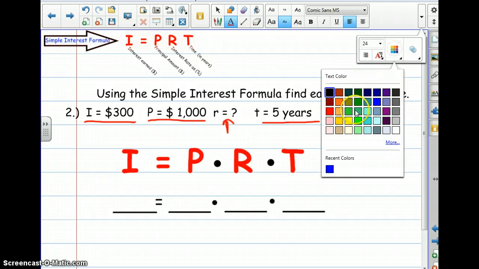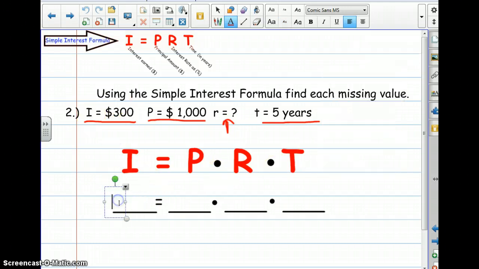So here we go. Let's see if I can get the blue to work this time. Okay, so do we know the interest earned? In this case, yes we do. It was $300. Do we know the amount of principal? The amount that we started with? And yes we do. It was $1,000. Do we know the rate? No, we don't. That's actually what we're trying to solve for. So we're going to put an R in there because it's what we don't know. So we'll just stick a letter in there. It's the only thing that we don't know.